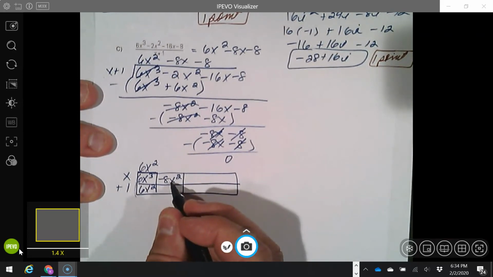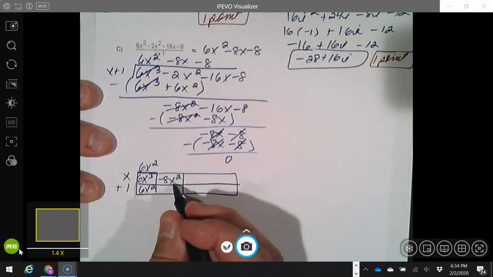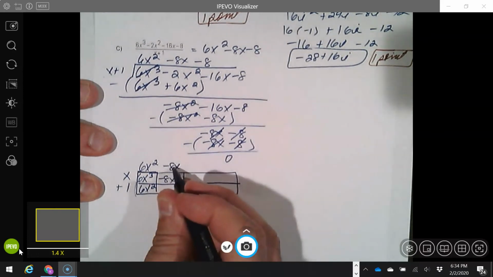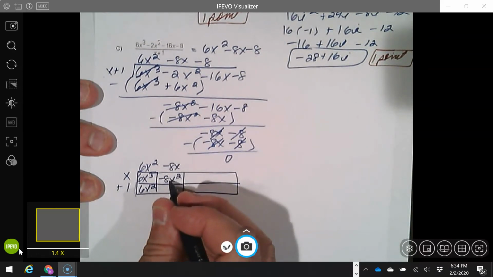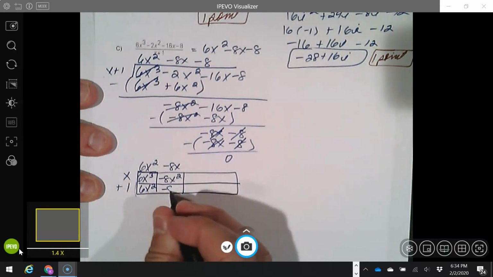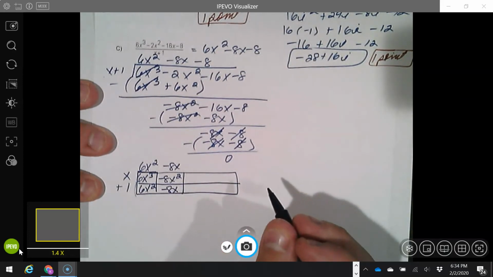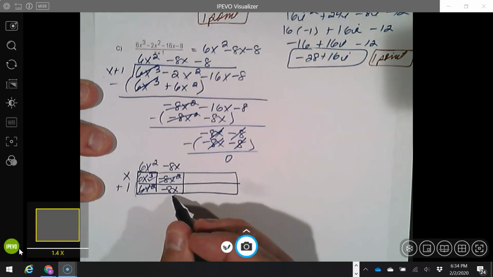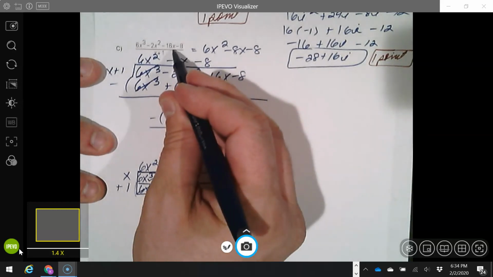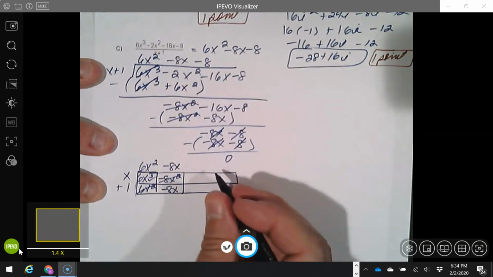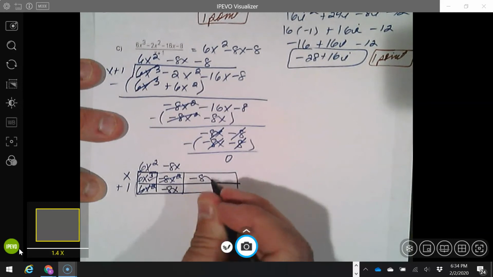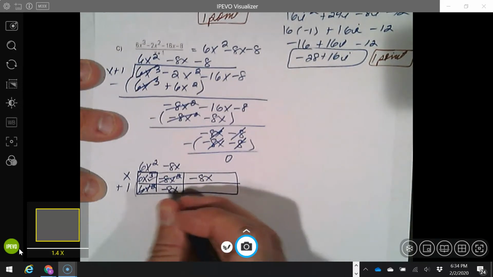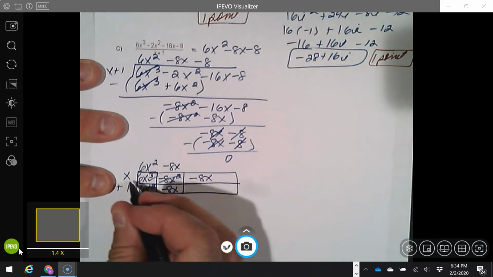If the area now is negative 8x squared, x times what is negative 8x squared? That'll have to be negative 8x. Negative 8x times x is negative 8x squared. Negative 8x times 1 is negative 8x. Those guys cancel. I now have negative 8x. I'm supposed to have an area of negative 16x. So I'm going to create another box here that has an area of negative 8x so that when these are combined, I get the negative 16x I want.